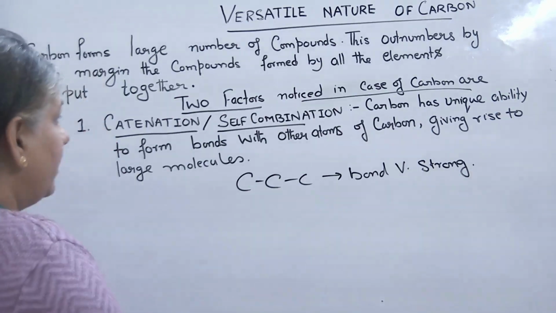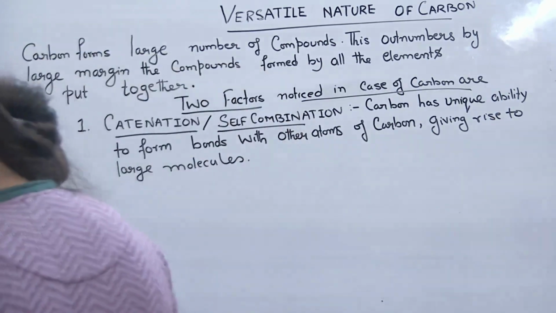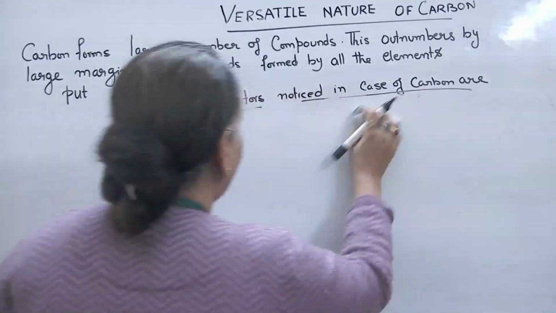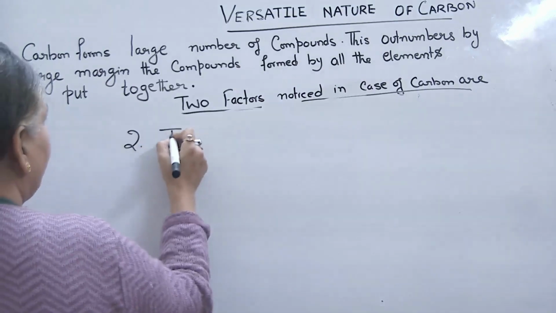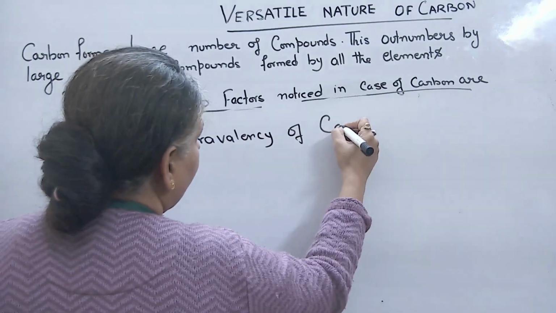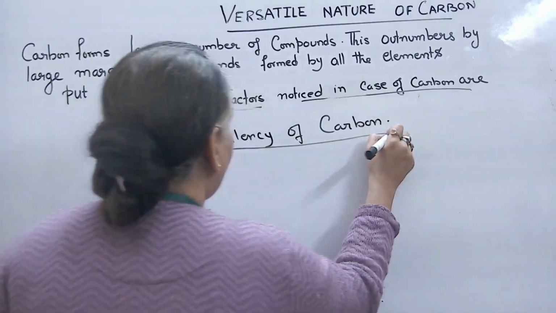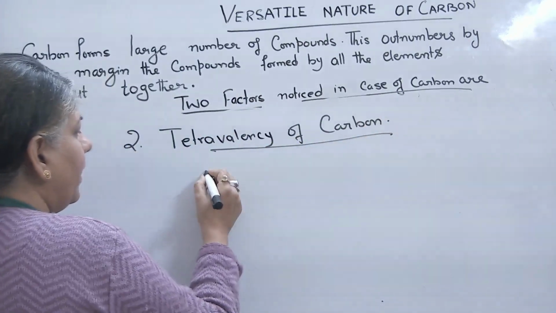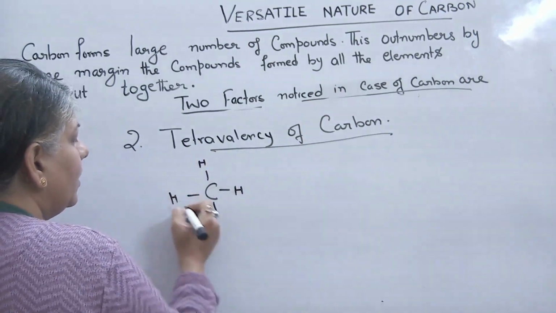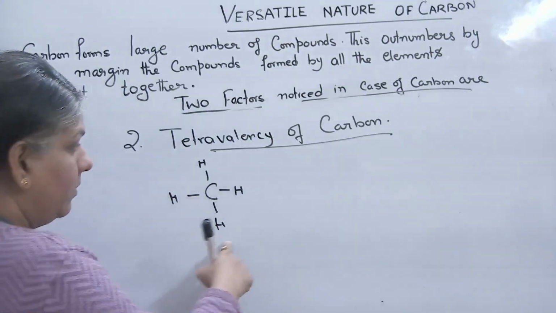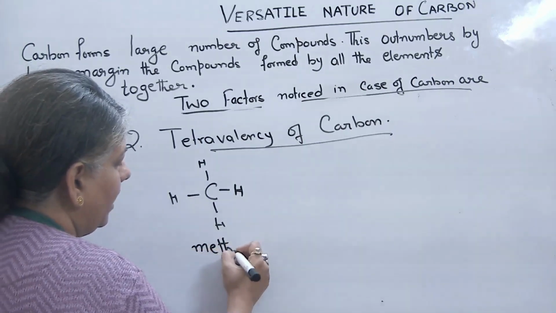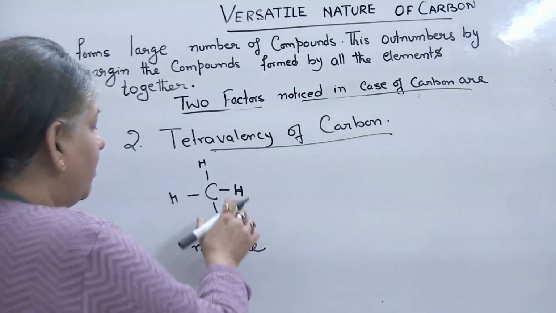Next property is the tetravalency of carbon, or carbon can form 4 bonds. Tetravalency means carbon has 4 valence electrons, so it will form 4 covalent bonds with other carbon atoms or other monovalent atoms. Here it is forming 4 bonds with hydrogen. This molecule is methane, the simplest carbon molecule.